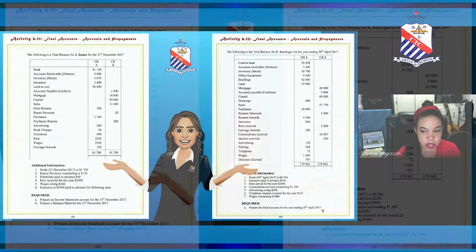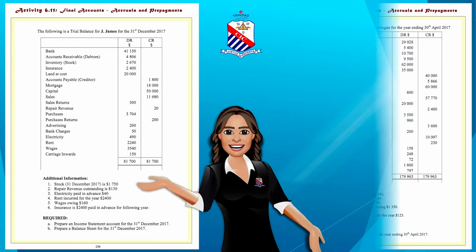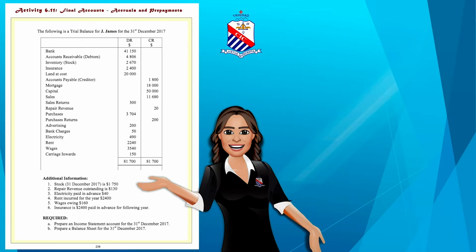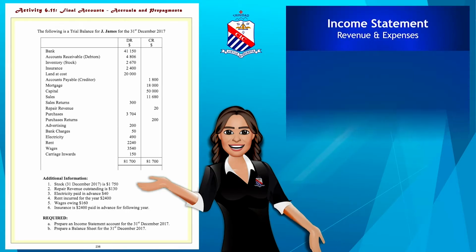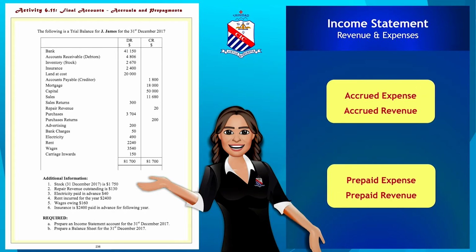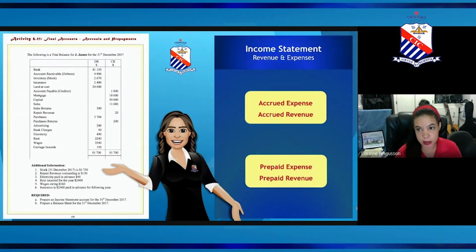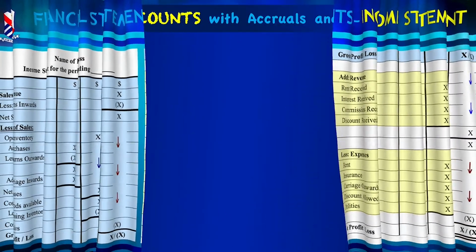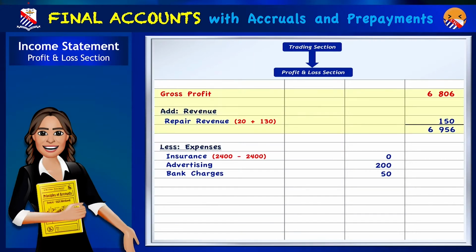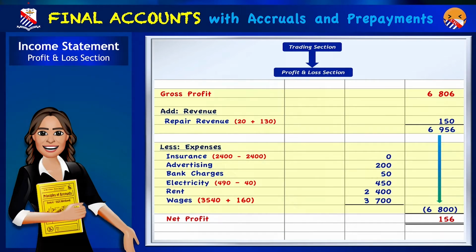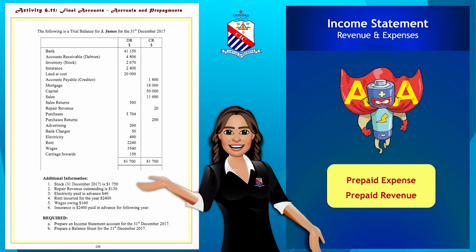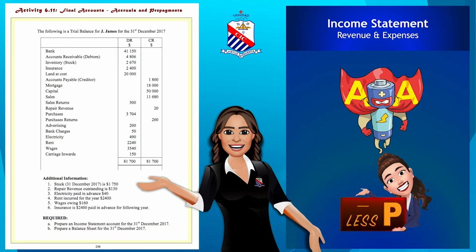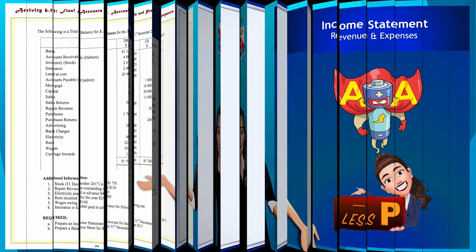Okay, so we're going to go into our two activities. And the first one that we are going to do, of course, would be 6.11. And based on what we said before, the first thing that you're going to have to prepare would be the income statement. The income statement, as we said before, is made up of the two parts, which would be the trading section and the profit and loss section. And just a reminder, it's in the profit and loss section that we deal with the accruals and prepayments, where we add the accrual and we less the prepayment. So that is the first thing that we're going to go into.